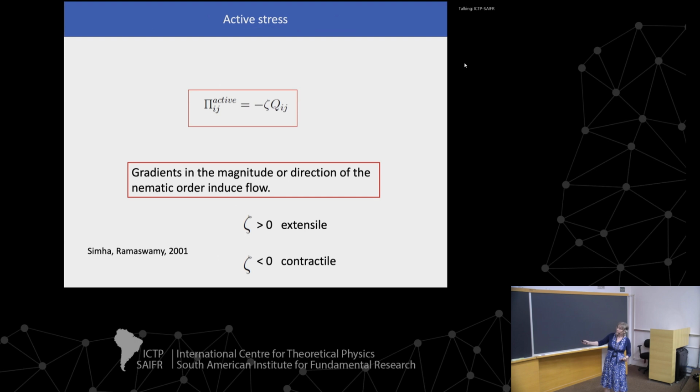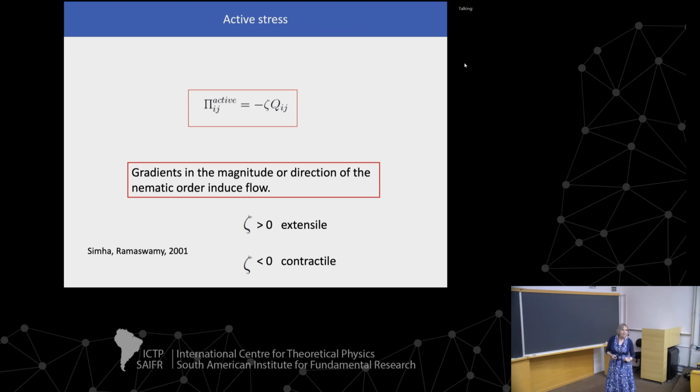A couple of points. This thing here, this parameter here, zeta. If this is positive, it's an extensile system. If it's negative, it's a contractile system, flows outwards or flows inwards along the long axis of the body.